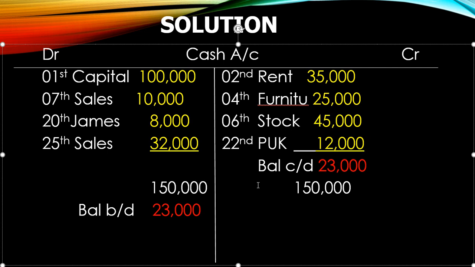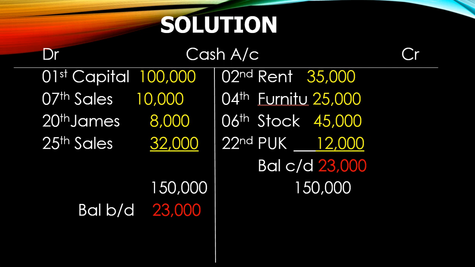After balancing, what remains? We have seen the receipts, what we received from the transactions, on the debit side. Then you have put all the payments on the credit side, the payments we made using cash. What remains is this 23,000, and therefore that is the balance that will go to the trial balance. I'm going now to show you the format.